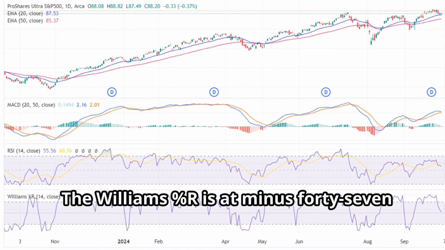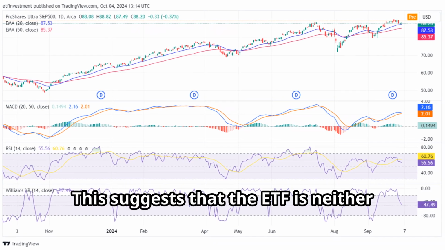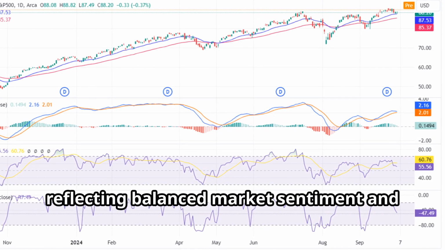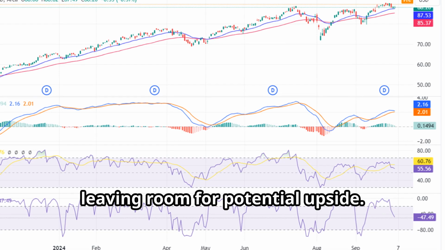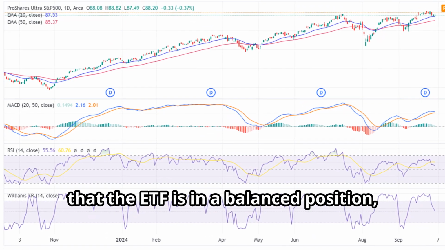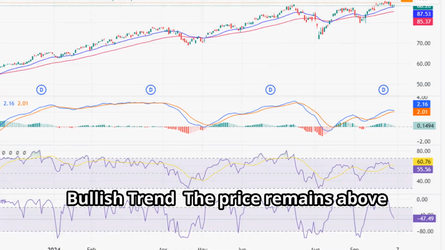The Williams %R is at minus 47.49, indicating neutral conditions. This suggests that the ETF is neither overbought nor oversold, reflecting balanced market sentiment and leaving room for potential upside. This aligns with the RSI in signaling that the ETF is in a balanced position, without extreme buying or selling pressure.